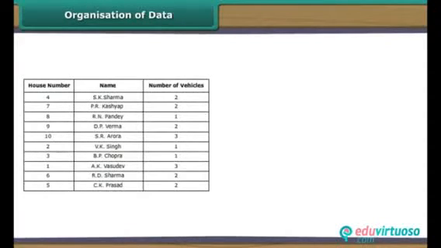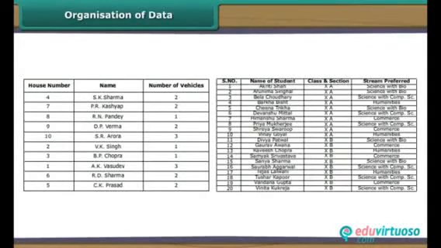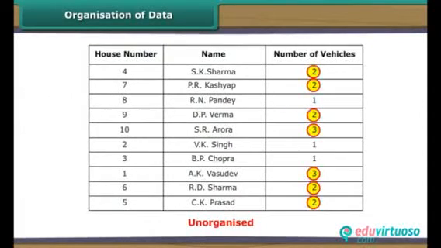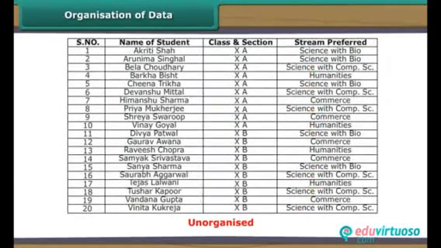Organization of data. The data collected by the RWA of the residents and the data provided by Sheetal to the academic in charge are unorganized. Why? The former does not tell the RWA at one glance the number of residents who own more than one vehicle. Similarly, the latter does not tell the academic in charge at one glance the number of students who have opted for science.